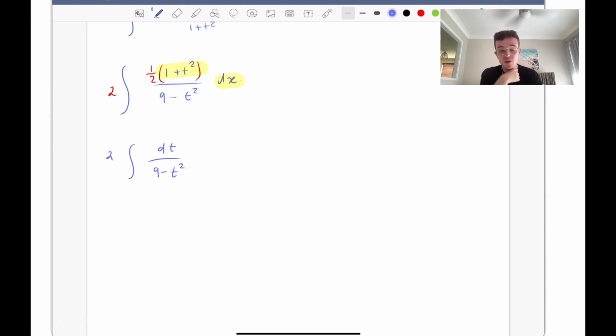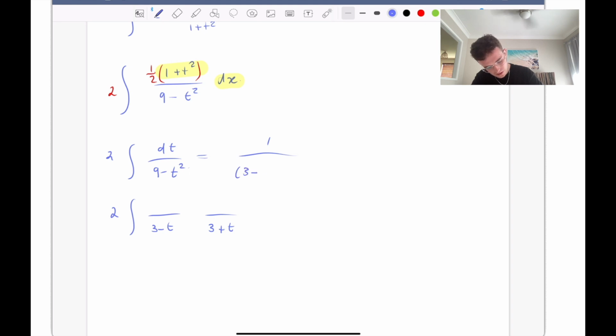Now this is where we're going to use our knowledge of partial fractions, which we saw in a previous video. So this is 2 lots of the integral. We might say that this is 3 minus t and then 3 plus t, and that's because this is equal to 1 over 3 minus t, 3 plus t dt by our partial fractions. I'm going to use that magic method.